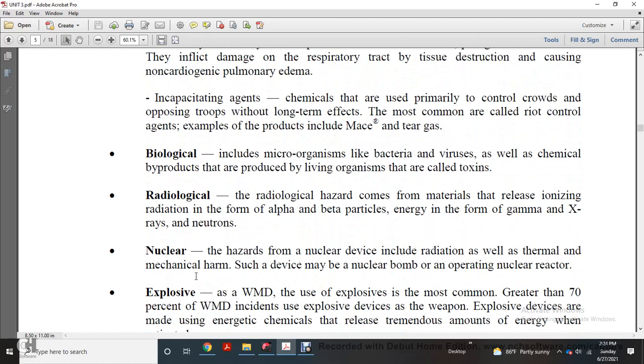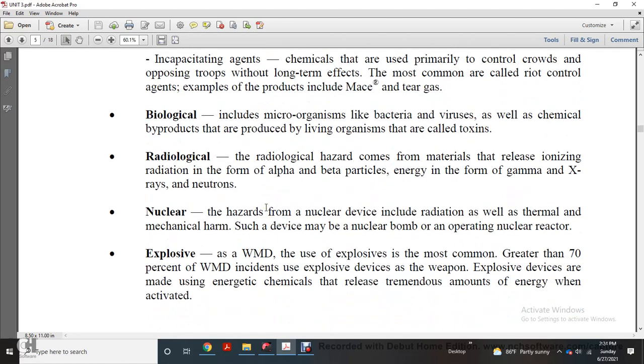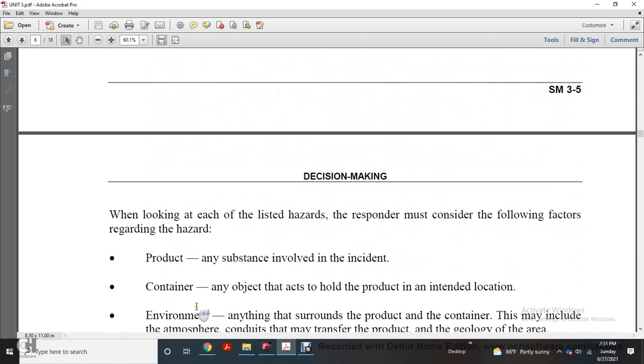Radiological hazards come with the release of material emitting radiation: alpha and beta particles, and energy forms such as gamma rays, X-rays, and neutrons. Nuclear hazards with nuclear devices include radiation as well as thermal and mechanical harm, such as a nuclear bomb or an operating nuclear reactor. Explosives are the most common weapon of mass destruction, greater than 70 percent, including improvised explosive devices. Weapon explosive devices are made with energetic chemicals that release a tremendous amount of energy when activated.